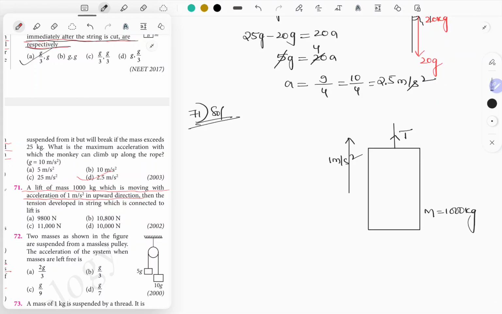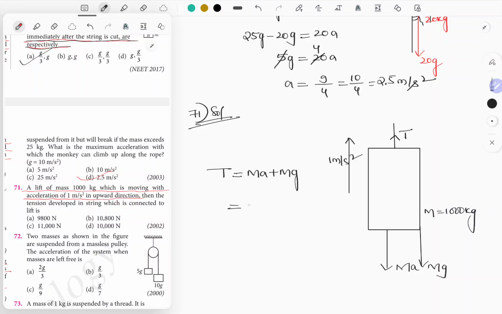Did they say any person is inside the lift? No, they didn't say anything. They have only given the mass of the lift. Okay, then definitely there will be a pseudo force acting on it, and that pseudo force is mass of the lift into acceleration. Then its weight is acting downward, which is m into g. Then the tension in the supporting cable is equal to m a plus m g.